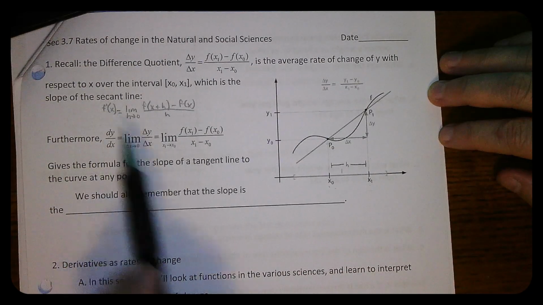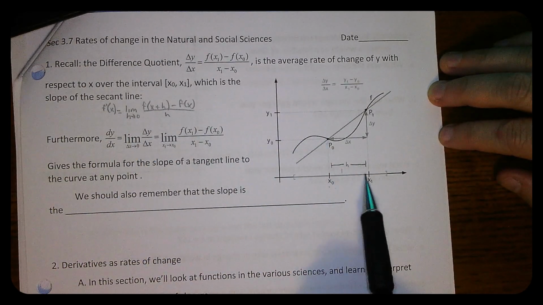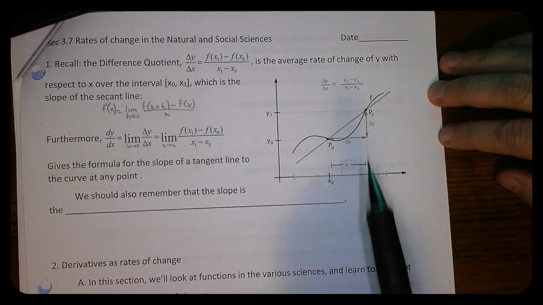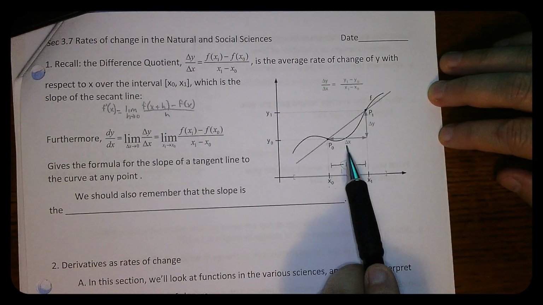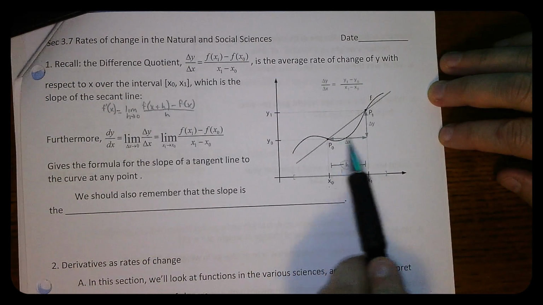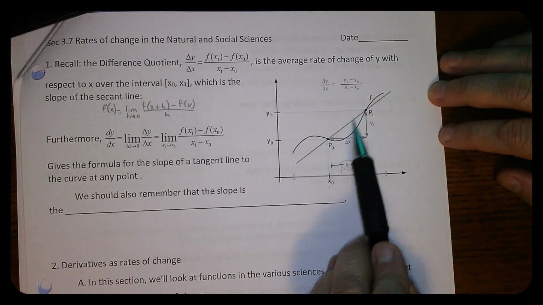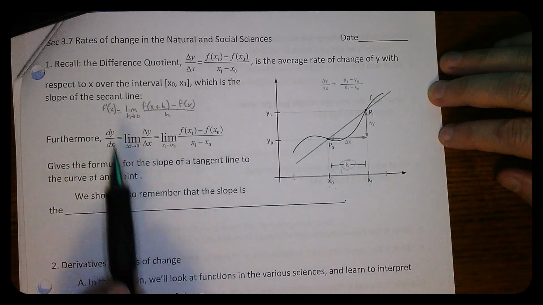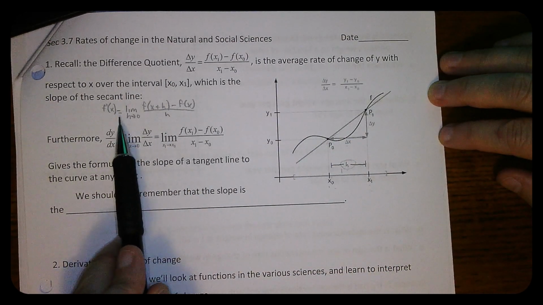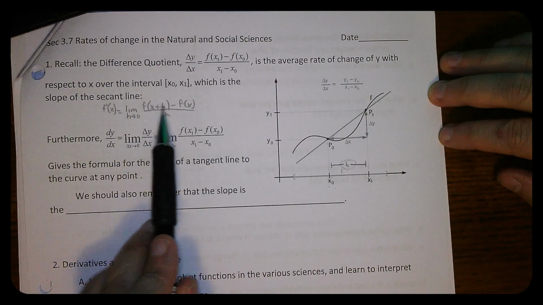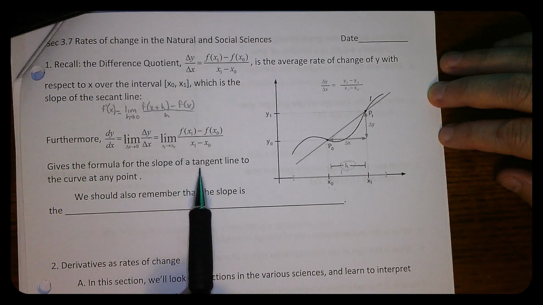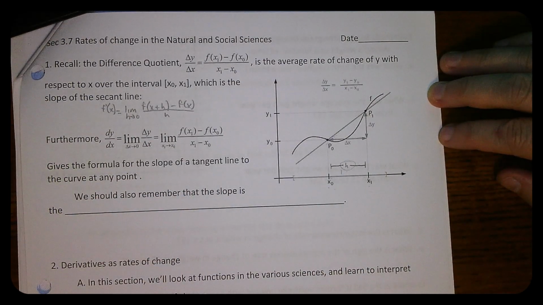Then we learned what would happen if we renamed the distance between these two x values h. The distance between the two, otherwise known as delta x, if we made that distance go towards 0, then instead of having 2 points, you would have 1 point, and this would move to a tangent line. So the derivative is equal to the limit of the difference quotient as h, or the distance between the two x values, goes to 0. And that gives you the slope of the tangent line to the curve at any point.